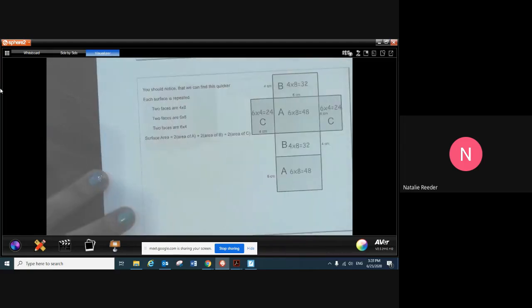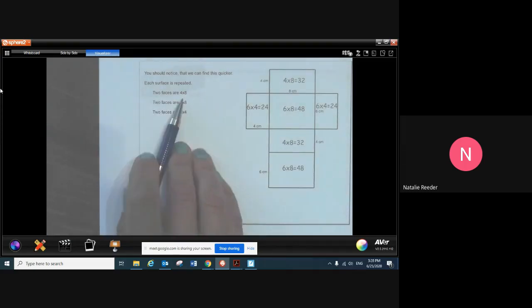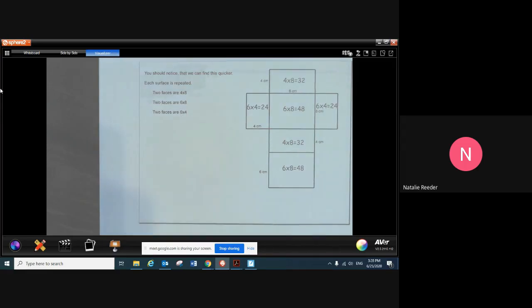Now, we can also develop a formula to help us figure that out. So we know that we have two faces that are 4 times 8. We have two faces that are 6 times 8. And we have two faces that are 6 times 4.